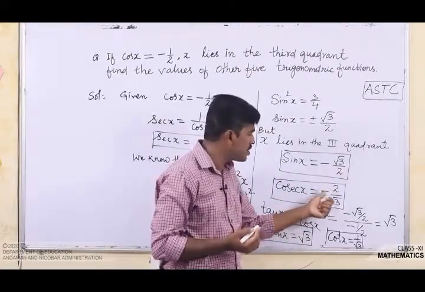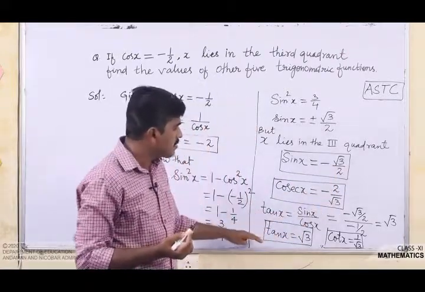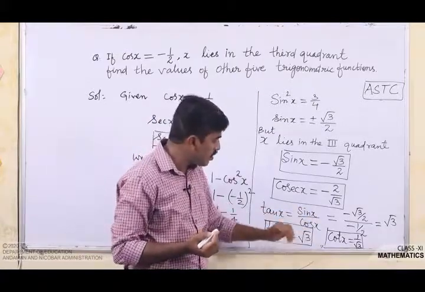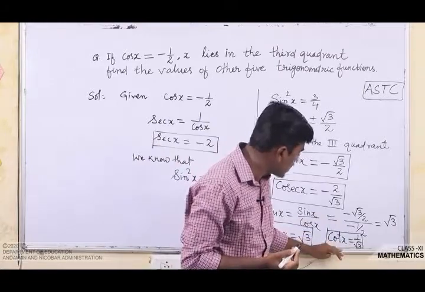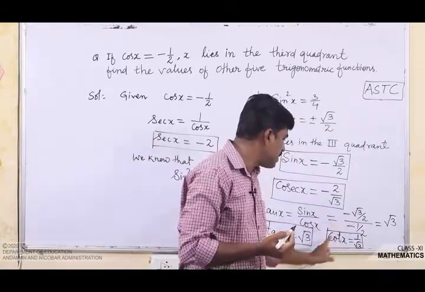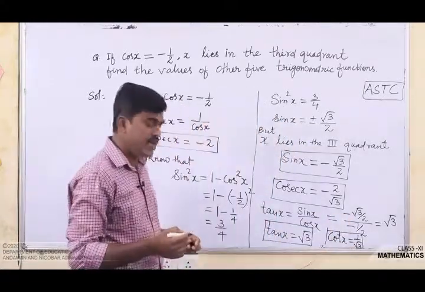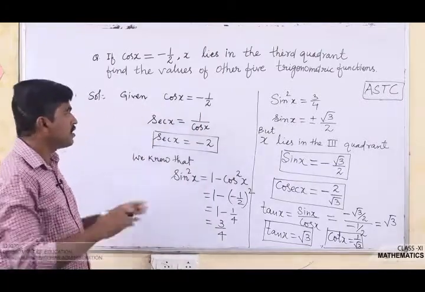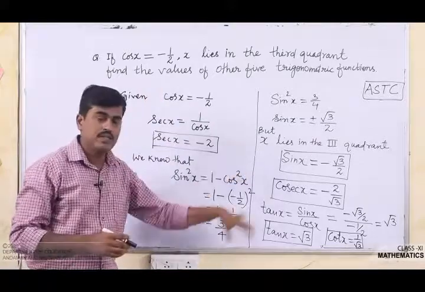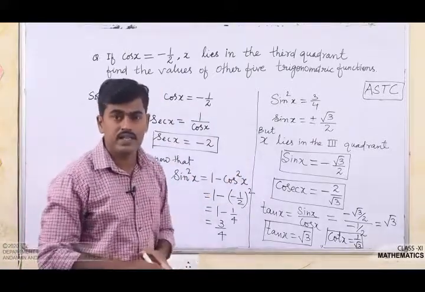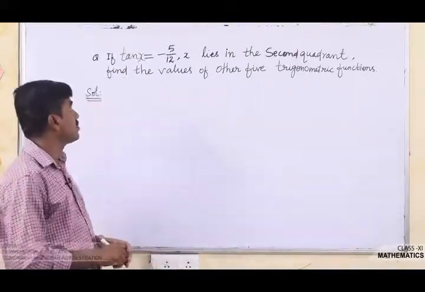and cos x is the reciprocal of this, minus 2 by root 3, and tan x is sin x divided by cos x, so it is root 3, and cot x is the reciprocal of tan x, that is 1 by root 3. In this way we got all the values of the other trigonometric functions. Here cos x is given and we find out the other trigonometric functions. Okay. Now let us see one more question.